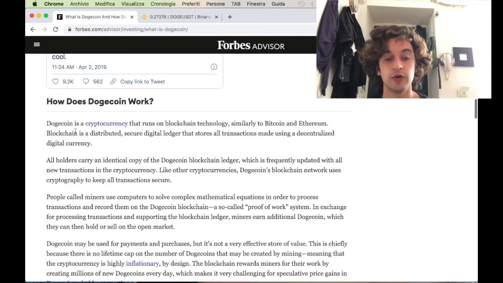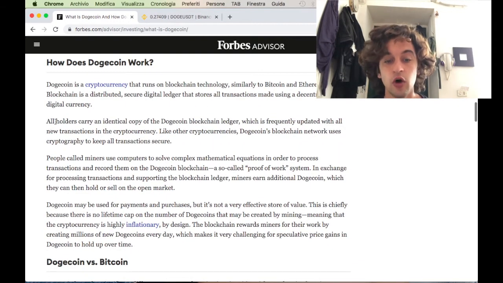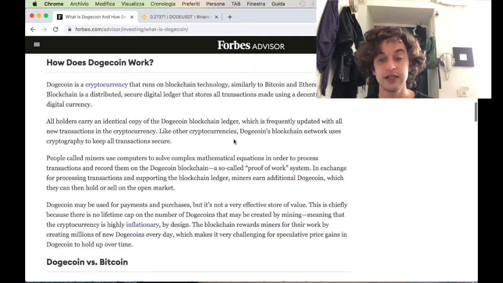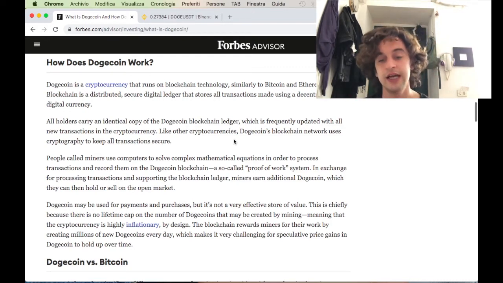How does Dogecoin work? Dogecoin is a cryptocurrency that runs on blockchain technology, similar to Bitcoin and Ethereum. Blockchain is a distributed, secure digital ledger that stores all transactions made using a decentralized digital currency. All holders get an identical copy of the Dogecoin blockchain ledger, which is frequently updated with all new transactions in the cryptocurrency. Like other cryptocurrencies, Dogecoin's blockchain network uses cryptography to keep all transactions secure. So it's still a secure cryptocurrency. Everything is secure within the transactions of this network.